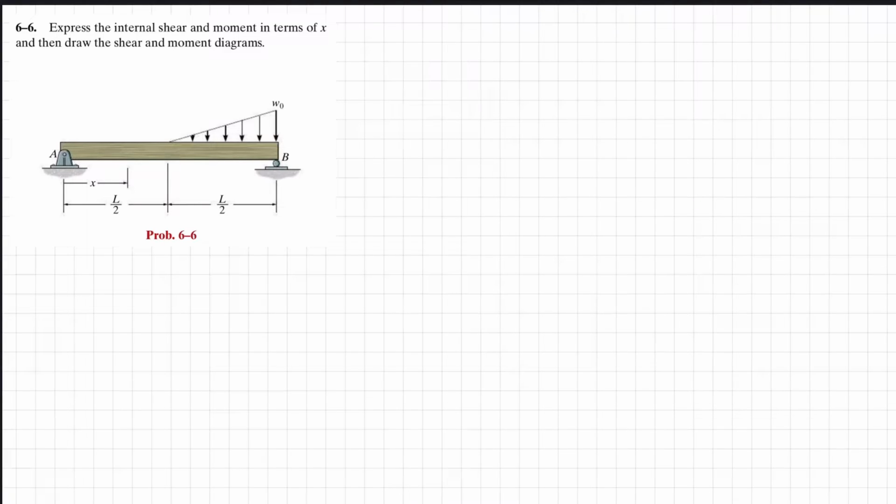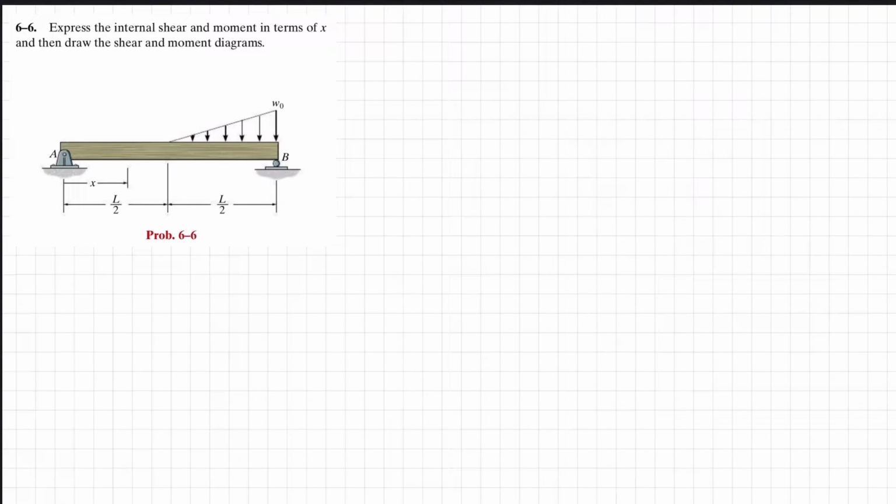6-6. This is beam AB and there is a uniformly increasing load of magnitude W naught that is acting on a length of L by 2. So you have to find the internal shear and moment equation in terms of x, and then you have to draw the shear force and bending moment diagram. So let's start with the solution.